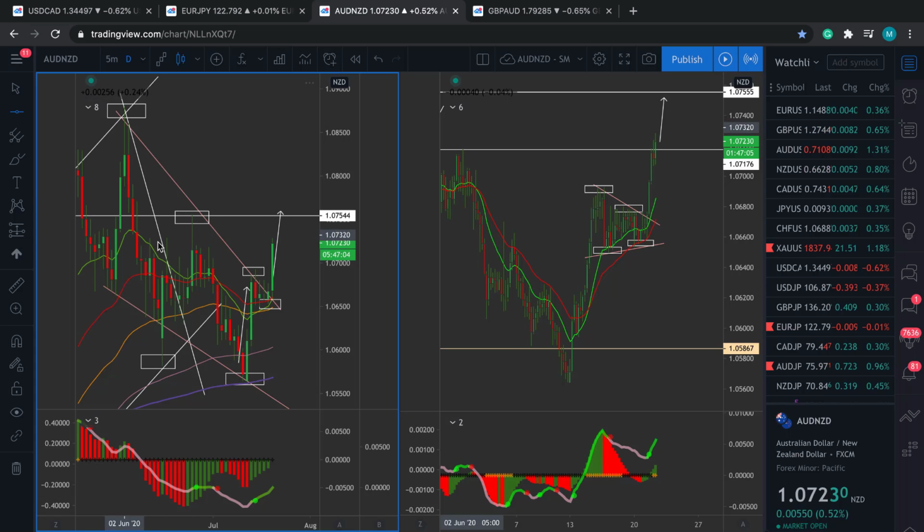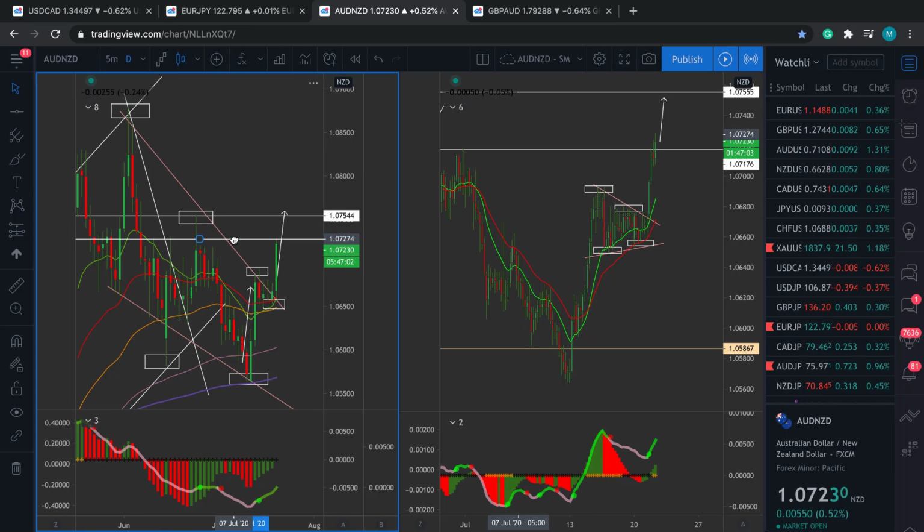However, you can also see that price is currently facing some resistance. This is because of this level here, where the price has reacted to this resistance level. So if the price continues with its bullish momentum and manages to break through this horizontal line, we can expect the price to go all the way up to test the next horizontal resistance level.